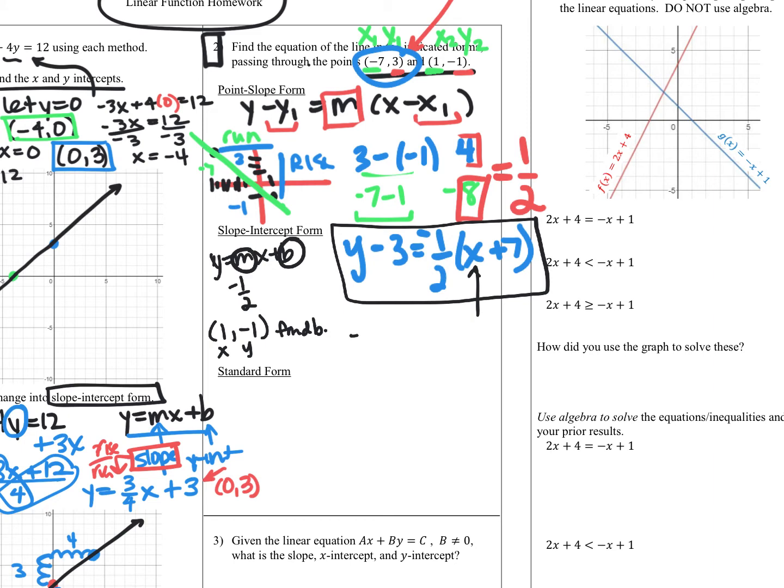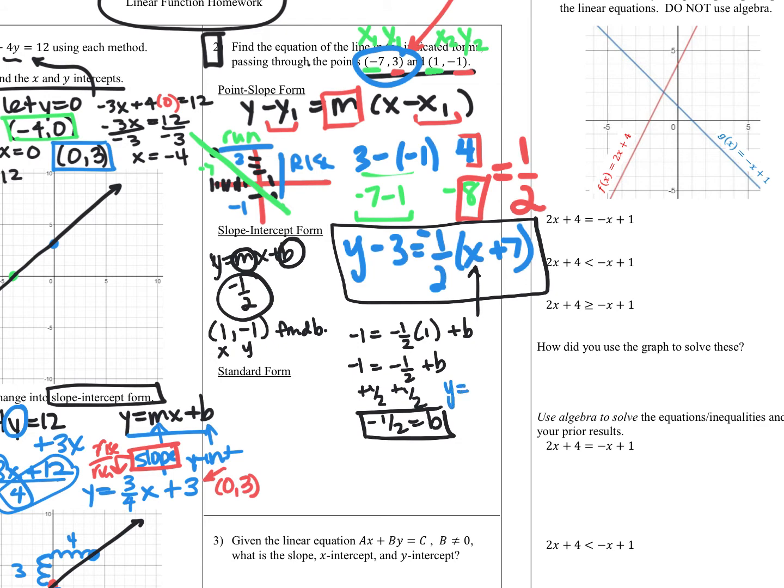So that would look like -1 equals -1/2 times 1 plus b. So that's -1 equals -1/2 plus b. If I add a half over, then that will be -1/2 equals b. So I already know my slope is -1/2, and my b happens to be that also. That's fine. We're going to get y equals -1/2 x minus 1/2, which is the same equation that you should get if we had done the alternative, which is plugging a 0 in for x.